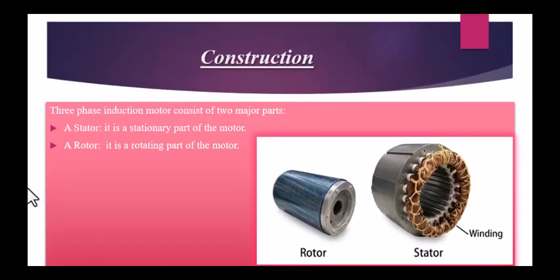The three-phase induction motor consists of two major parts. The stator is the stationary part of the motor, and the rotor is the rotating part of the motor. This is the stator and this is the rotor.